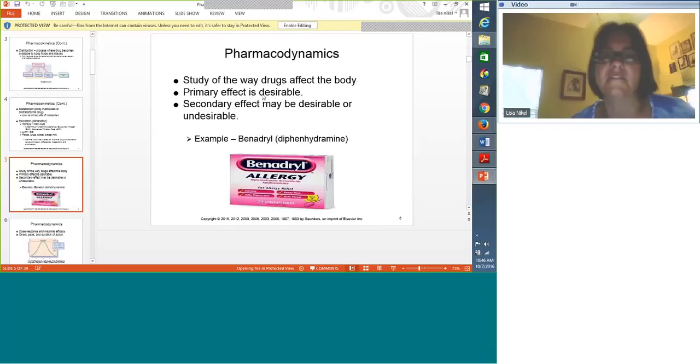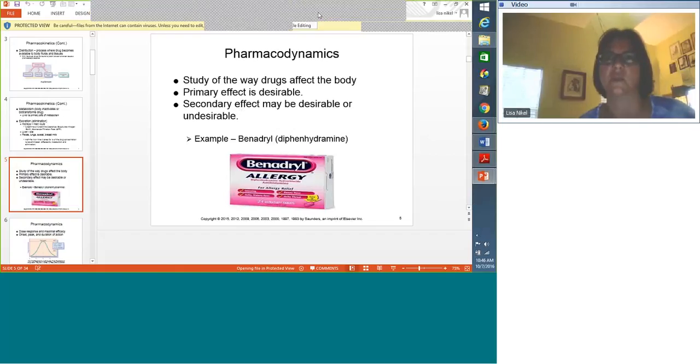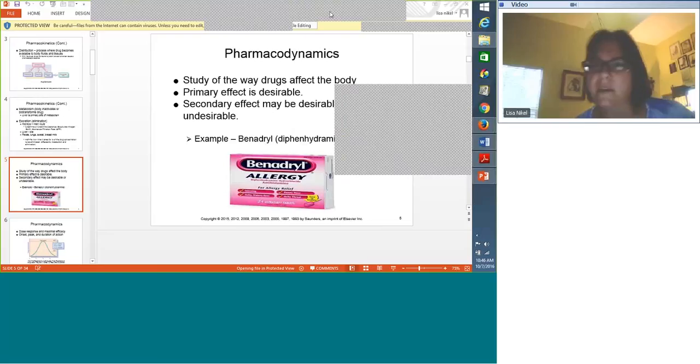However, if they take it in the day and they get the primary effect where these symptoms are alleviated, but they get a secondary effect of drowsiness and they have to be driving or operating machinery, that's not a desirable effect based on that context or that situation. So we want to make sure that we're keeping it in context.